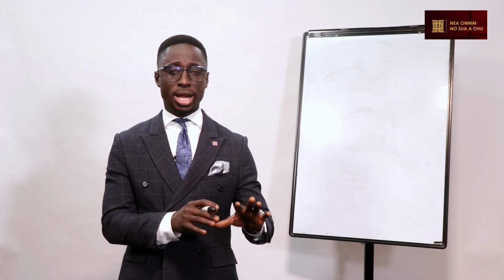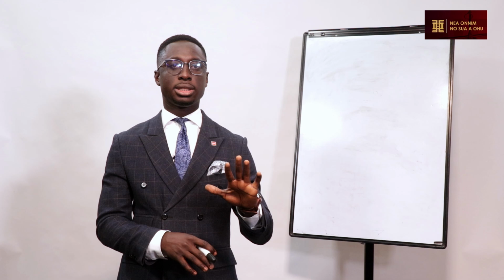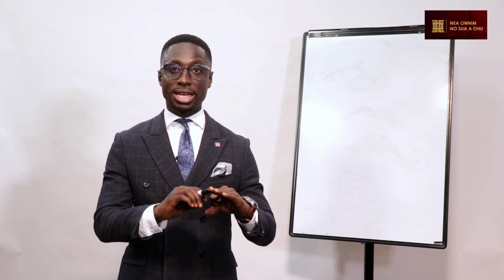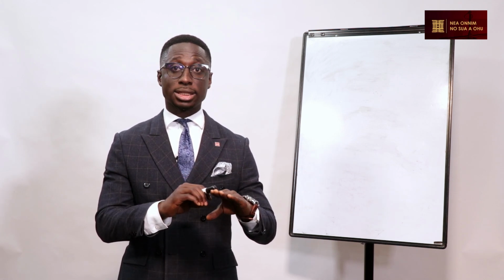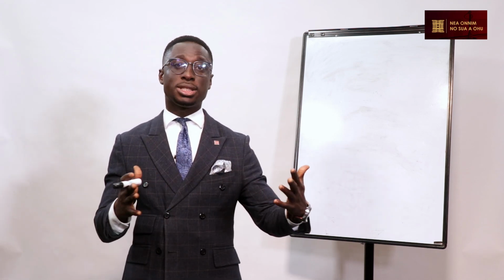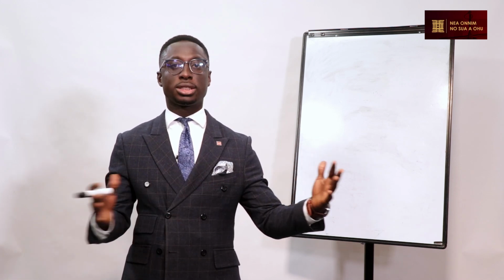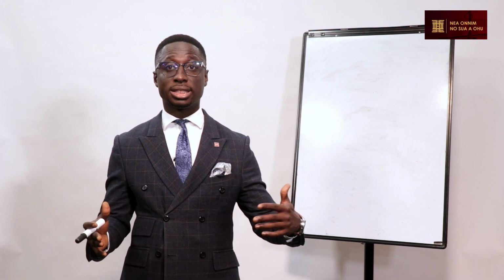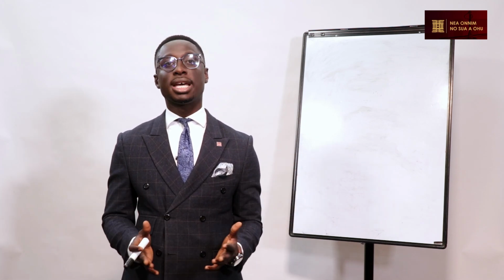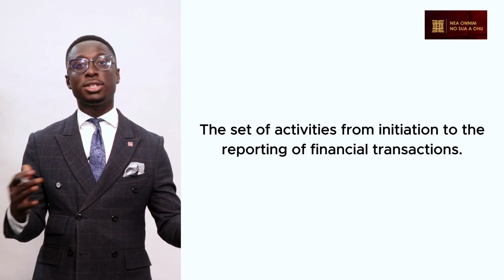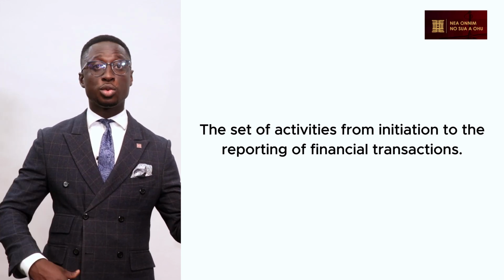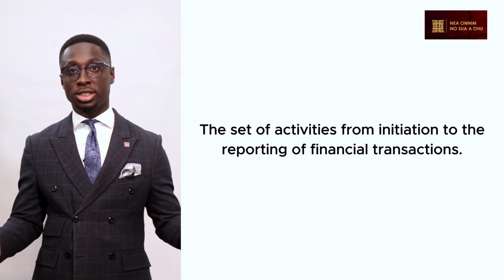In this definition, you'd realize that there are 5 activities: the initiation, recording, the processing and classifying, summarizing, and reporting of financial transactions. These activities, from beginning to end in that order, is what together constitutes the accounting cycle. So the accounting cycle is basically the set of activities from initiation to the reporting of financial transactions.